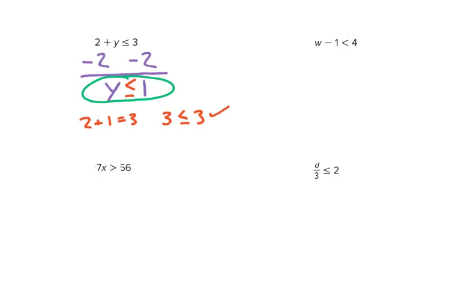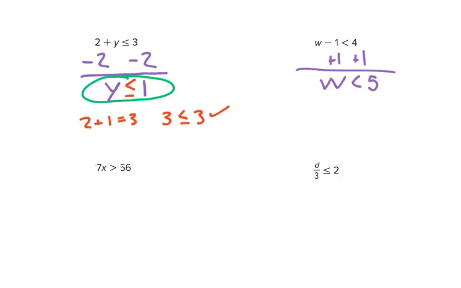Here's one for subtraction. So I have w minus 1 is less than 4. So I'm going to use inverse operation. I'm going to solve this by adding 1 to both sides. And when I do that, I end up with w has to be less than 5. All right, so as long as w is less than 5, that inequality will be true.